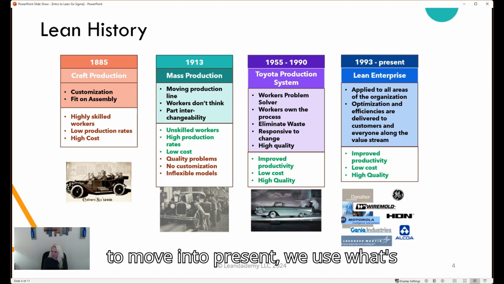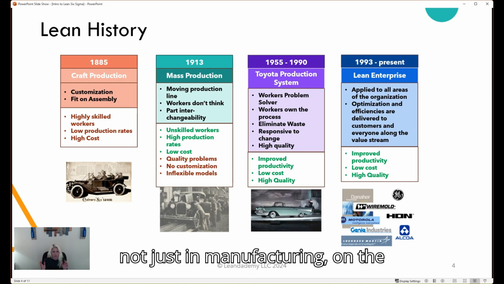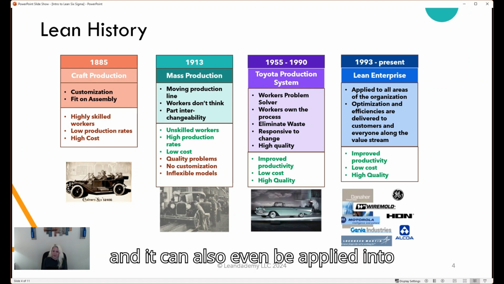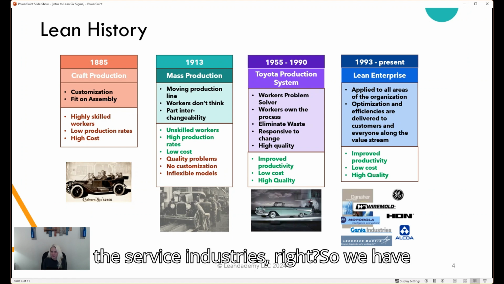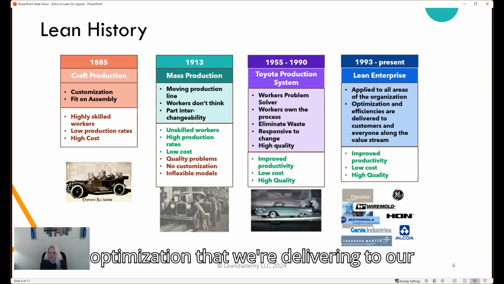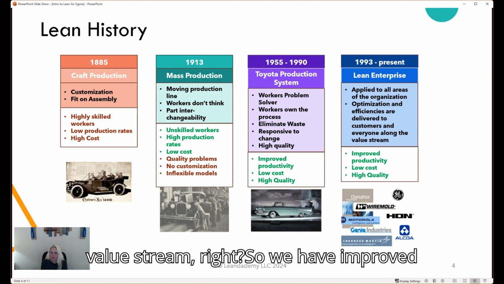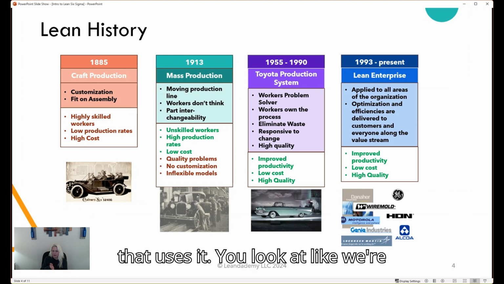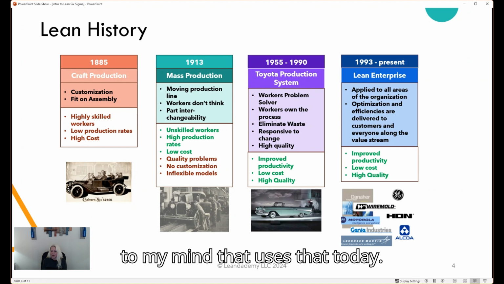Then as you start to move into the present, we use what's called Lean Enterprise, right? It's applied to all areas of the organization, not just on the manufacturing floor, but also in the front office, the back office, and it can even be applied in the service industries, right? So we have optimization that we're delivering to our customers and everyone along that value stream. We have improved productivity, low cost, and high quality. And you can see now how it's not just Toyota that uses it. GE is a big one that comes to my mind that uses it today.